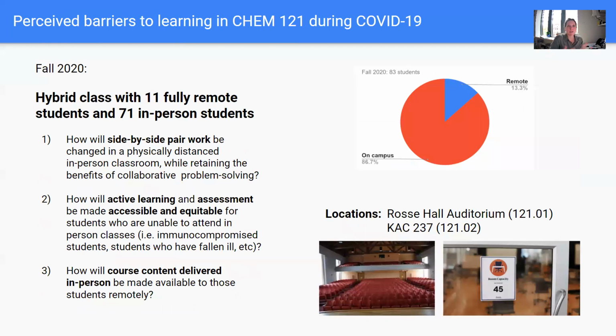So let's talk about the perceived barriers for learning in Chem 121 due to COVID-19. So in this hybrid class, I had 11 fully remote students and 71 in-person students, and I needed to adapt this side-by-side pair work into the physically distanced classroom and think about how active learning and assessment can become more accessible and equitable for the students who are not present. And also think about how course content delivery can be made available to those students.